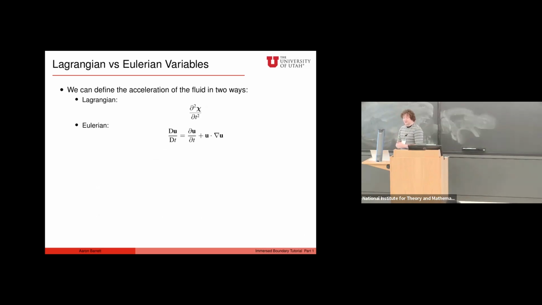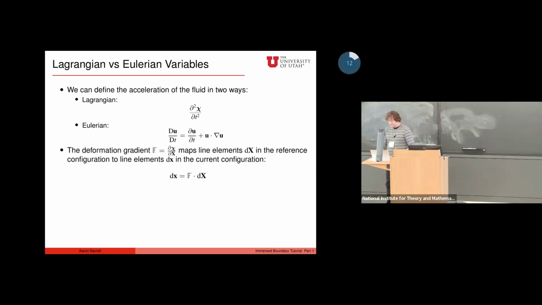So following up on this, we can define acceleration of our fluid in two different ways. In a Lagrangian sense, it's the second derivative of our position mapping, the time derivative of our velocity field. In a Eulerian sense, we have to talk about how velocity is being transported in our Eulerian fixed coordinate system.